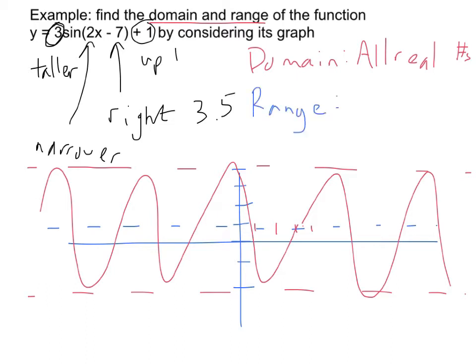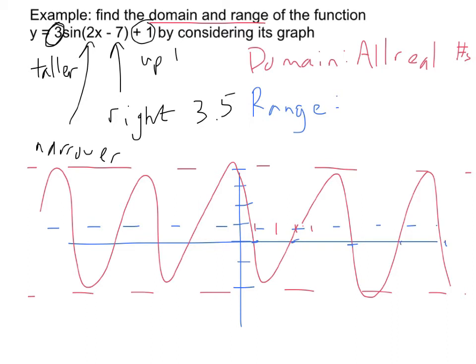Range is supposed to be the set of all possible outputs. In other words, what possible y values are you allowed to get out of this function? And the answer is not all real numbers. Look at the graph and think, what y values are you allowed to get out? Am I allowed to get a y value of 0? Sure, it happens here, here, here, here. It happens lots of places.